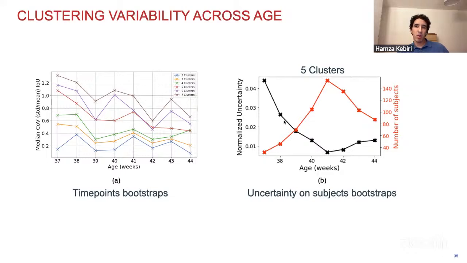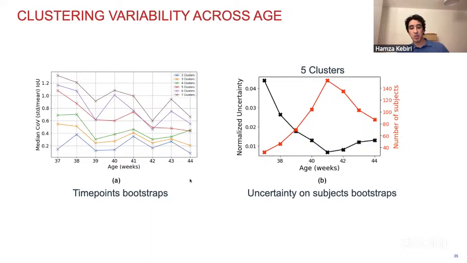But here, since the number of subjects is different, this is a confounding factor. So we try to take it into account here. This black curve would probably go down if the number of subjects didn't go down drastically.